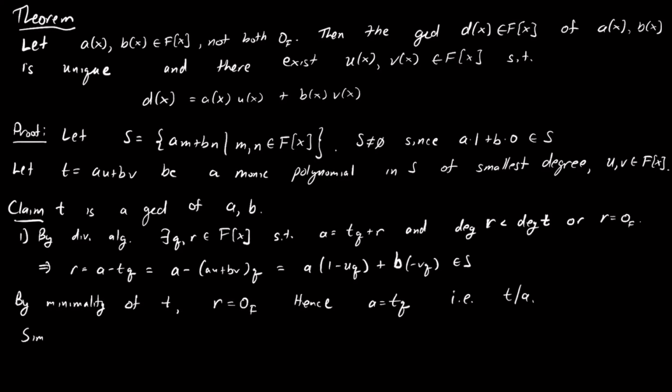And then I could say similarly, an identical argument gives me that t divides b. Okay, so I've shown that t divides a and t divides b. That's the first part of my definition of GCD.